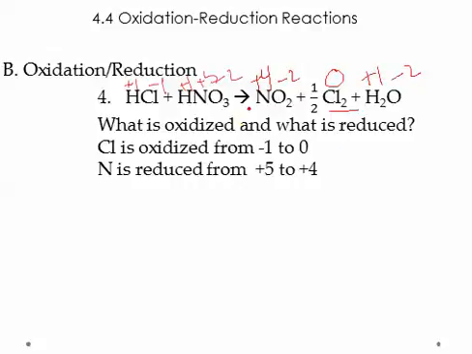So when we look at this, nitrogen is going from plus 5 to plus 4. So it's gaining electrons, so it is being reduced. And then chlorine is going from negative 1 to 0, so it is losing electrons, so it is being oxidized. So this is what oxidation numbers allow you to do. They allow you to tell what in the reaction is being oxidized and what is being reduced.